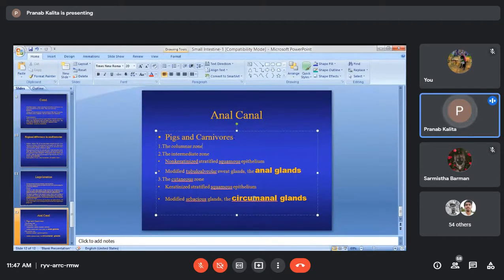It is a modified sebaceous gland. What is the anal gland? It is a modified tubuloalveolar sweat gland. That means the modified sweat gland is the anal gland, and the modified sebaceous gland is the circumanal gland. That is about the anal canal.